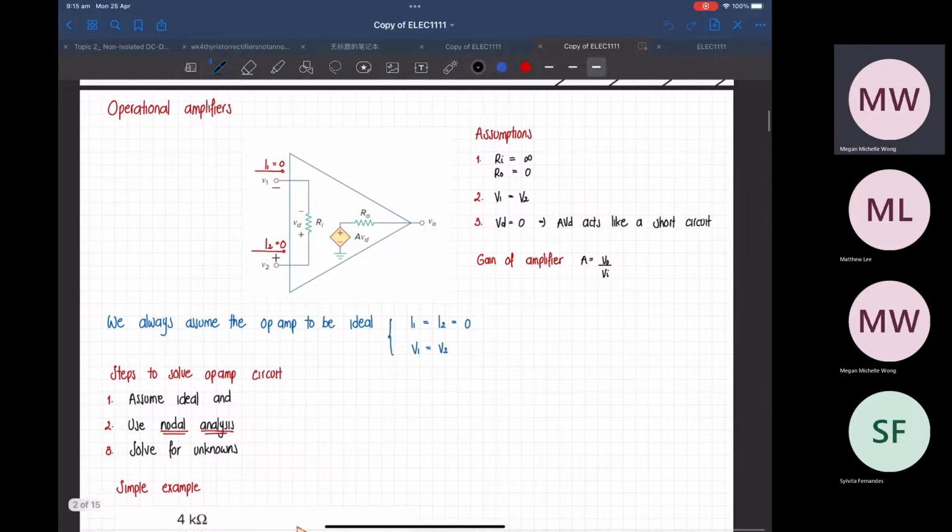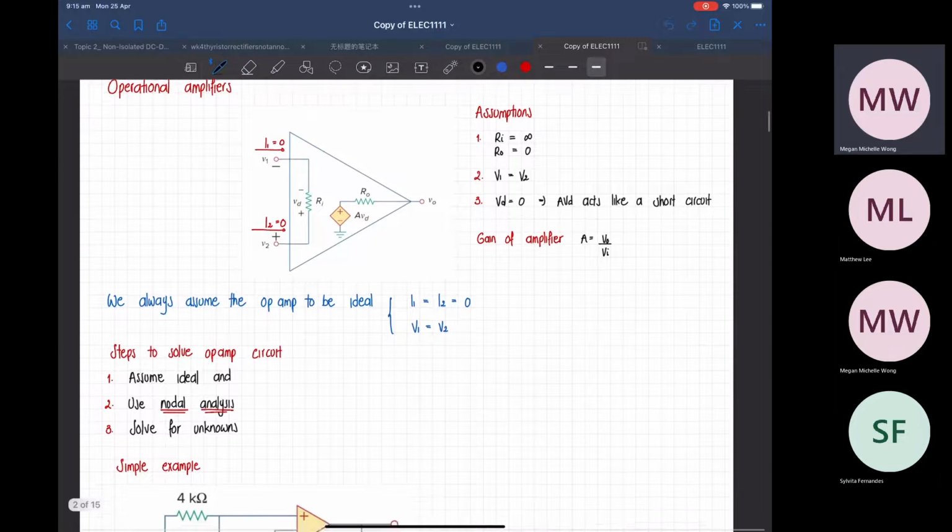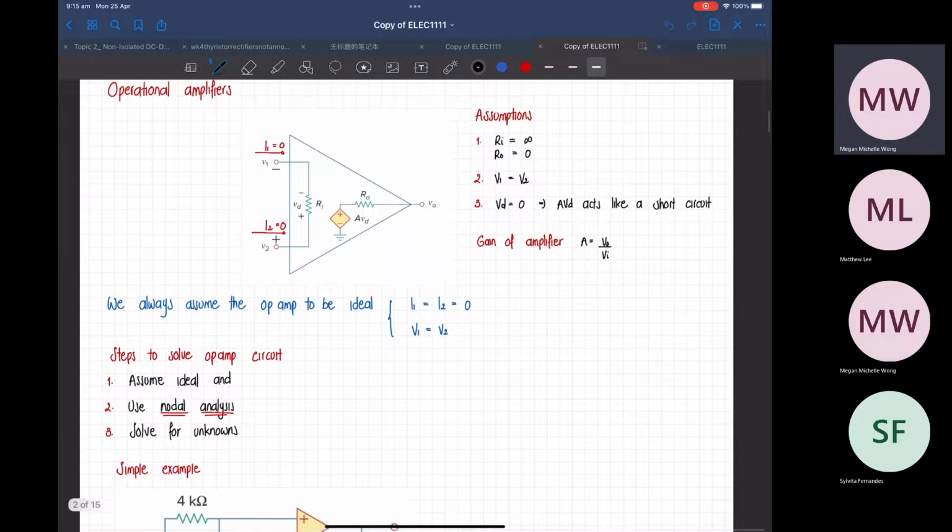So the main thing that I'm going to cover is the second part of the course, which starts from op amps. These are the basic things for op amps. When you solve op amp questions, you have to assume they're ideal and use nodal analysis, and then you just solve for the values that are unknown.